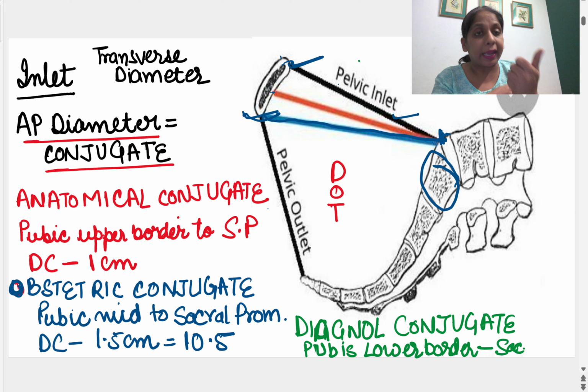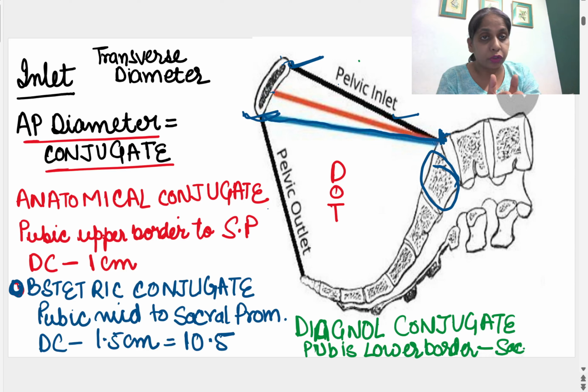And this is known as diagonal because we keep our finger diagonally. The mnemonic for this, if we get confused in the exam about which diameter is which, from down to up, is DOT. D stands for diagonal, O stands for obstetric, and T stands for true or anatomical. Always remember it is from down to up.